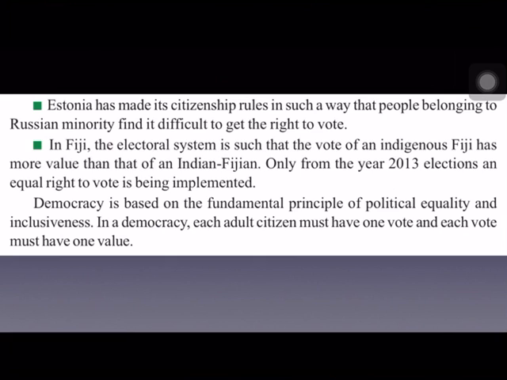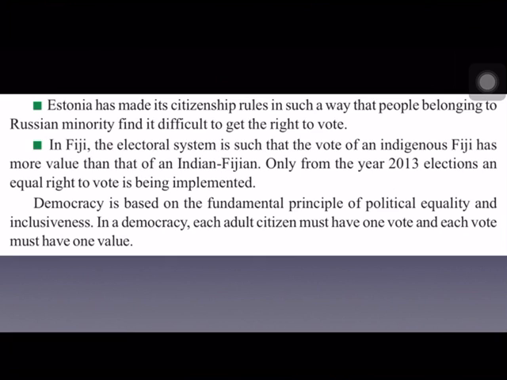right to vote. And in Fiji, an island country, the electoral system is such that the vote of an indigenous Fijian, that means an original inhabitant of Fiji, has more value than that of an Indian Fijian. If an Indian migrates to Fiji and settles there, he is an Indian Fijian. And the vote of an indigenous Fijian has more value than that of an Indian Fijian. Only from the 2013 elections onwards, an equal right to vote is being implemented in Fiji. That means all have equal rights to vote, and all votes have equal value also.